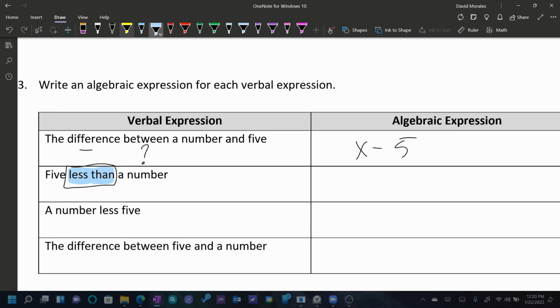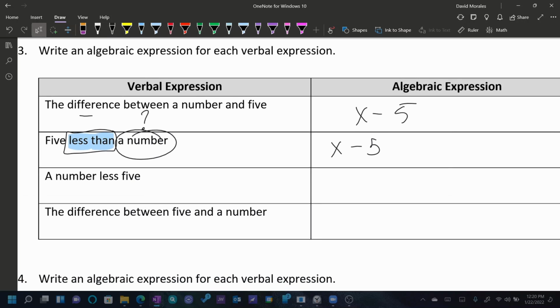So in order to accomplish that, the number, even though it came second, had to be written first: x minus 5. So that less than word acts as a switcheroo. It changes the order. Okay, so the next one is a number less 5. That's a left to right expression. A number less 5. Easy.